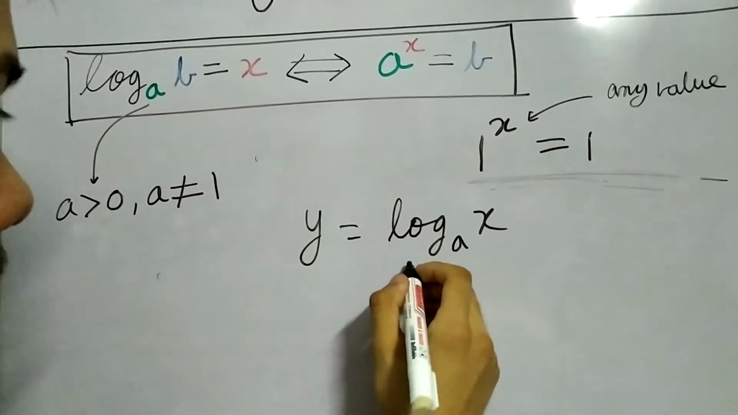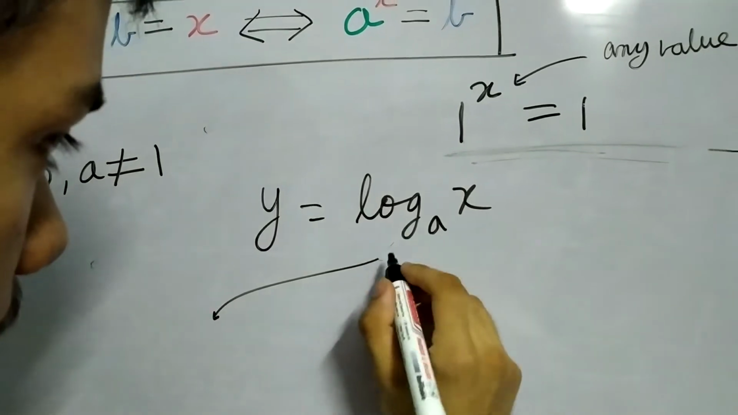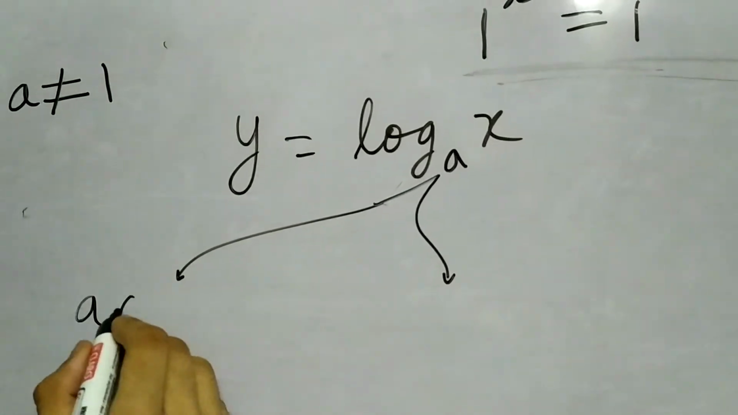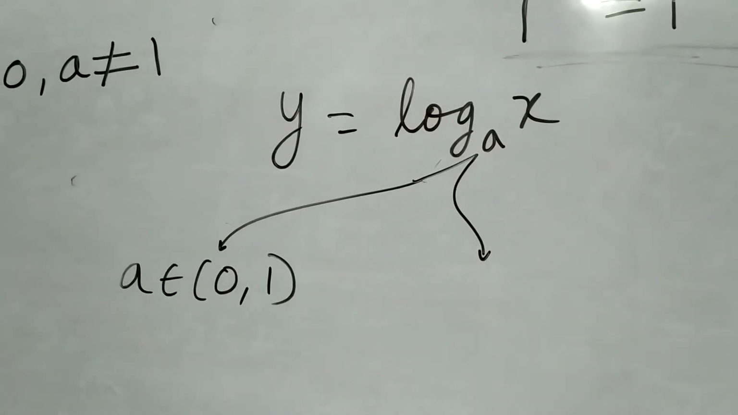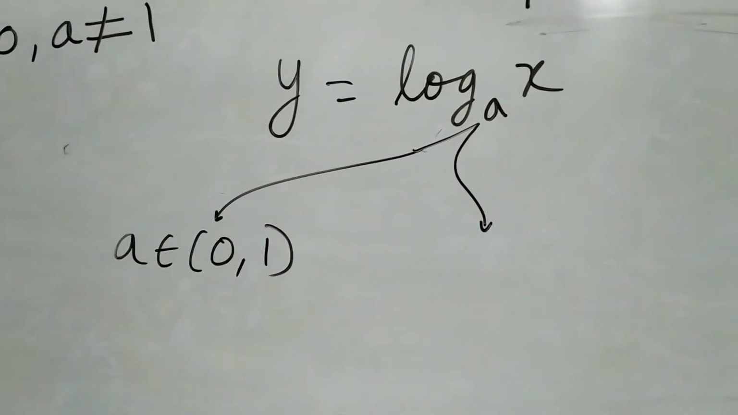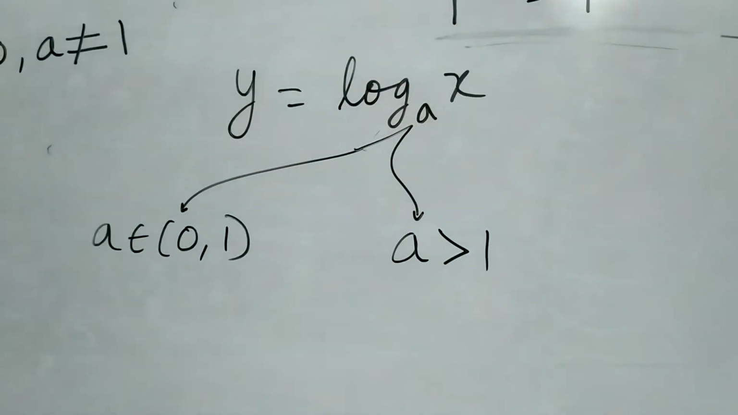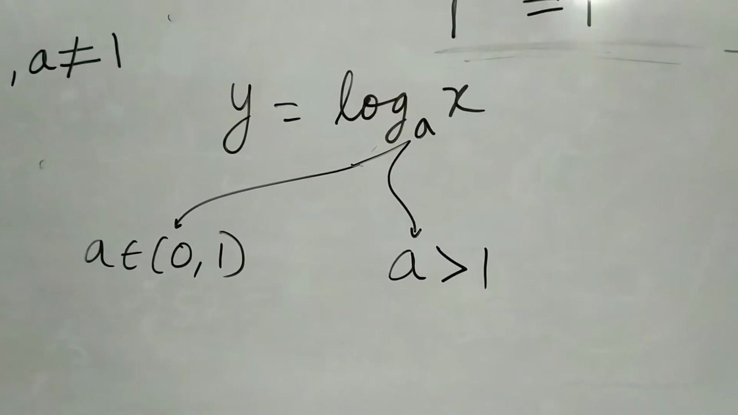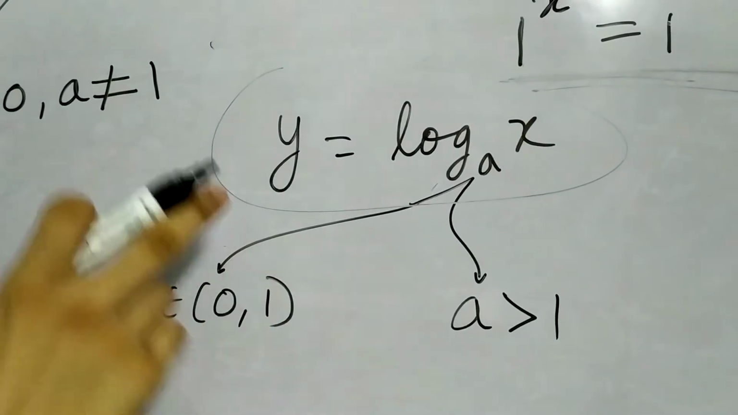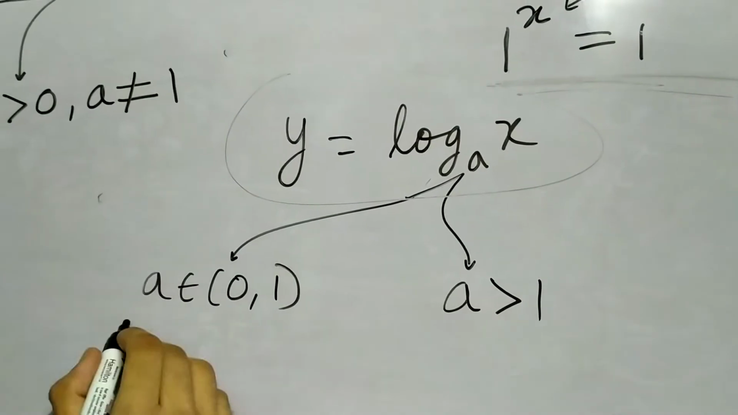Now I want you to think, this a can be divided into two categories, where a is between 0 and 1, so I've used these round brackets because a can't be 0 or 1, and a greater than 1. Now pause this video to think, how will this function log a x behave very differently for these values of a.